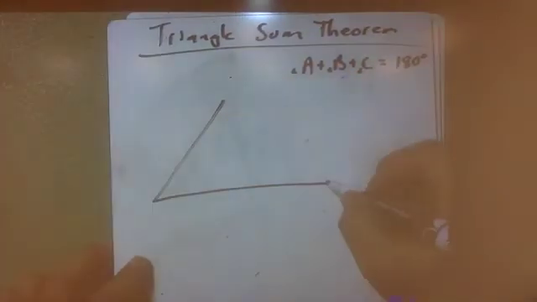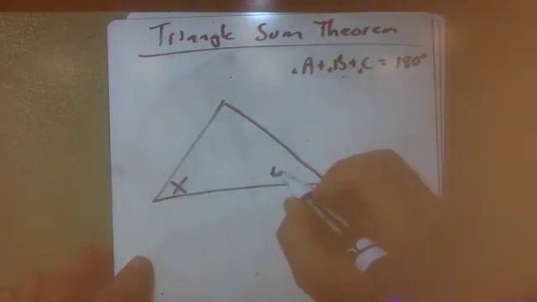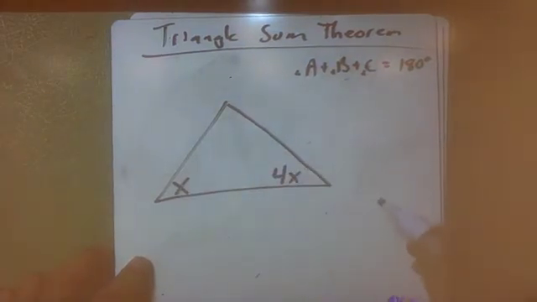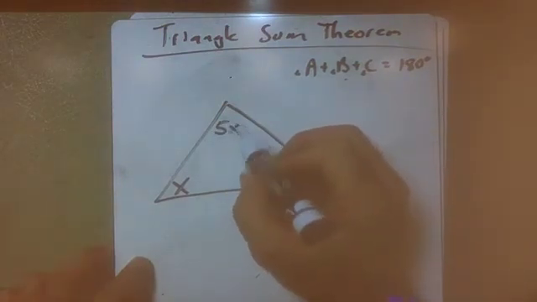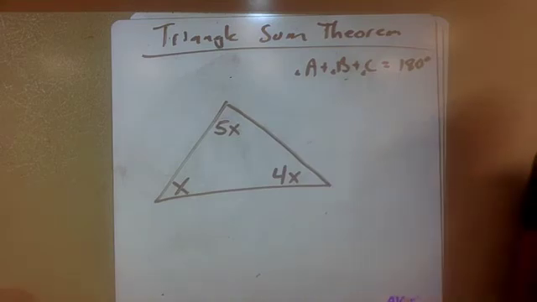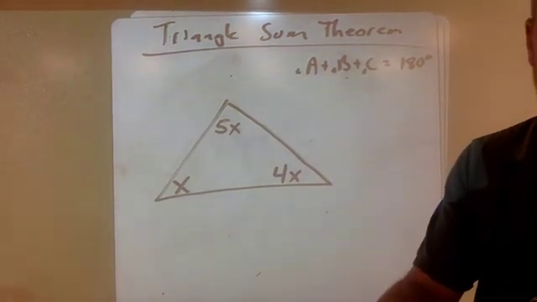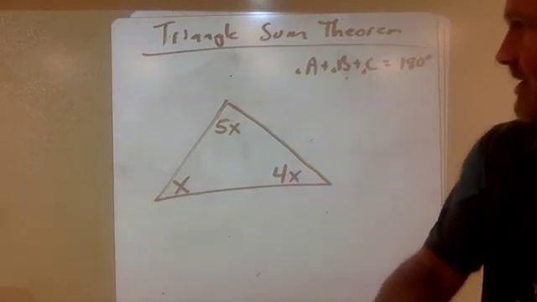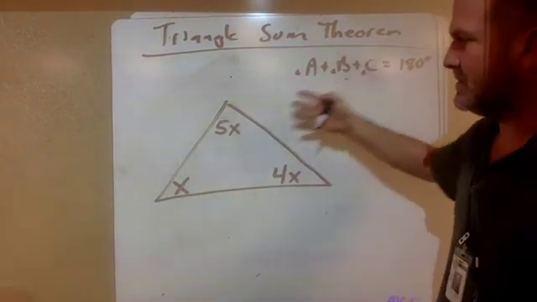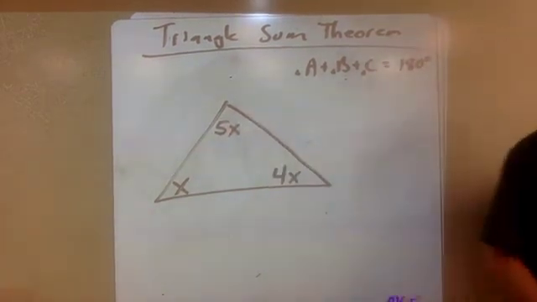So you have x, 4x, and 5x. And you have to solve for x. That might look a little intimidating. 3 different expressions with x in it. It's still triangle sum theorem. You still have to add all these 3 up and set them equal to 180.